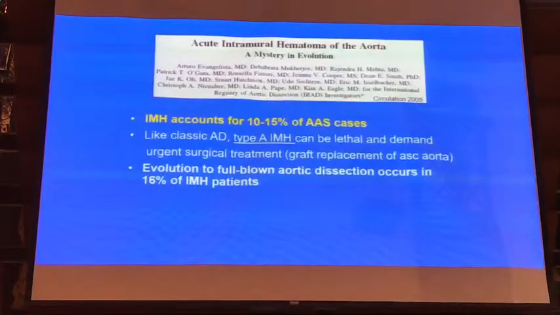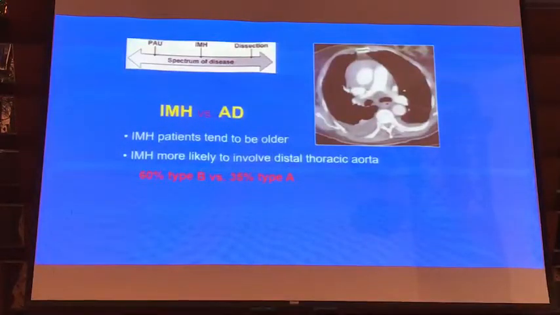It is said to account for 10 to 15% of acute aortic syndrome cases. It can be a type B or a type A, like dissection, and more about that in just a moment. Evolution to full-blown classic aortic dissection has been described to occur in 16% of IMH patients. So not a huge number, but a relatively significant number to keep in mind.